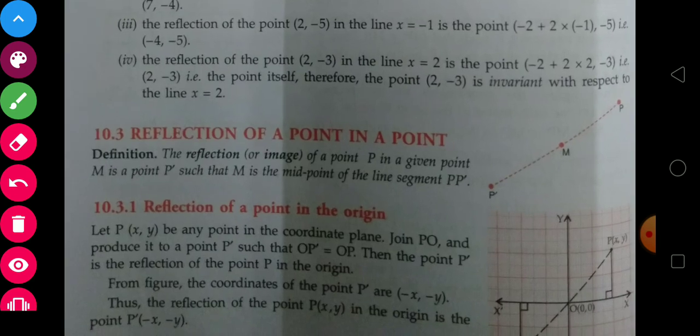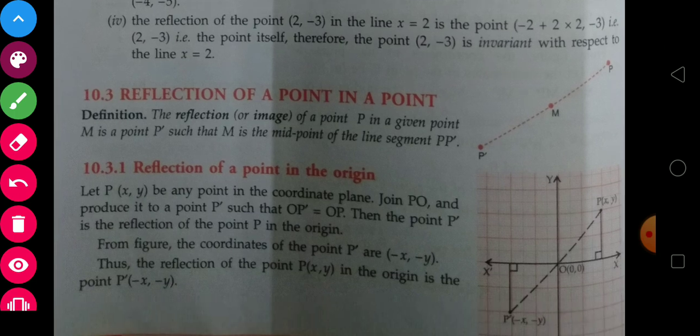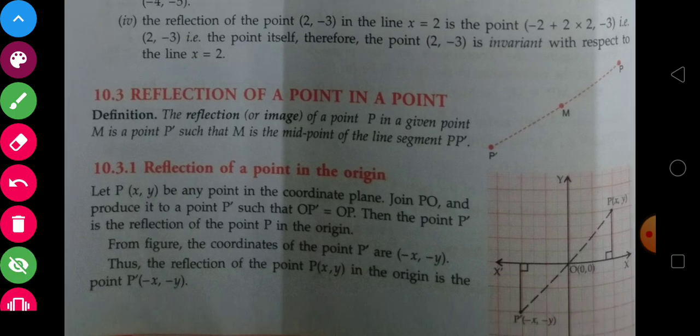Okay, the last topic for this is reflection of a point in a point. So that is a reflection of a point in the origin. So what happened along the origin? If you observe this graph, you have a point P x comma y, correct, and it passes through the origin and it is P dash now. So this length OP is equal to OP dash. Okay, if it is an image, these lengths are supposed to be equal.